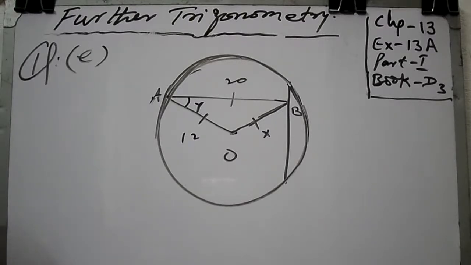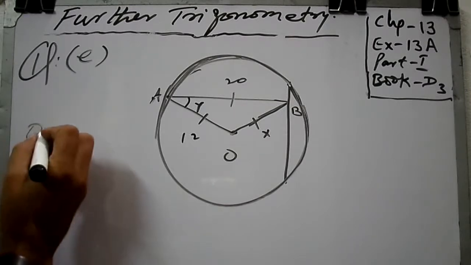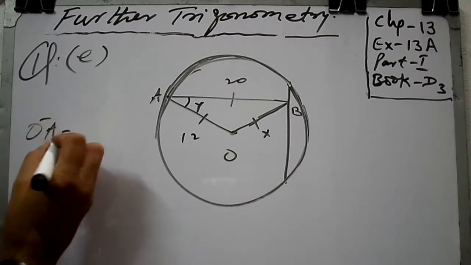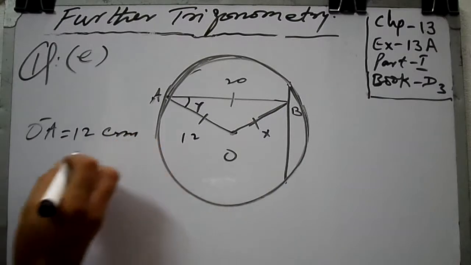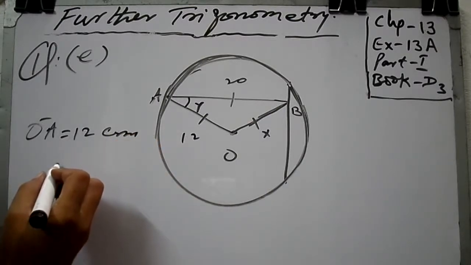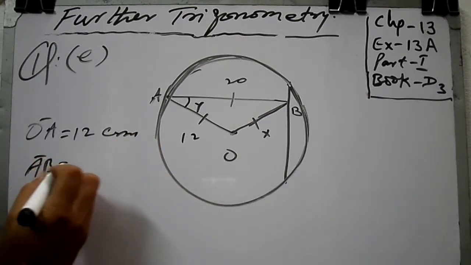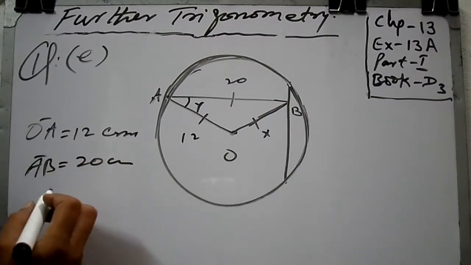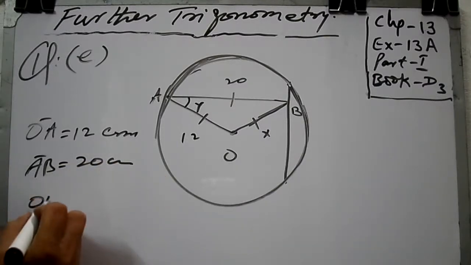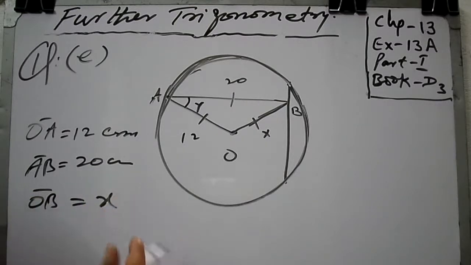So the value of x and y, first of all we see in your textbook that OA is equal to 12 centimeter, it is given to us. AB is equal to 20 centimeter. OB is equal to x.